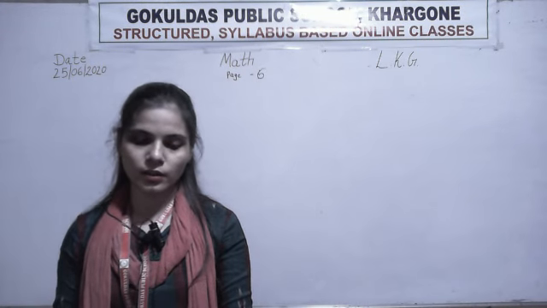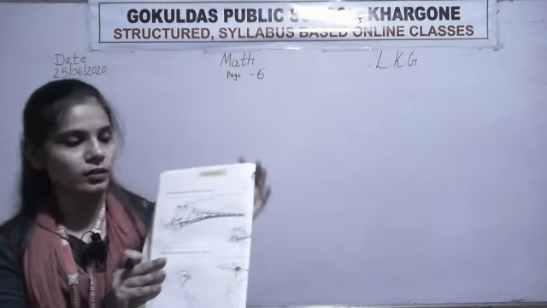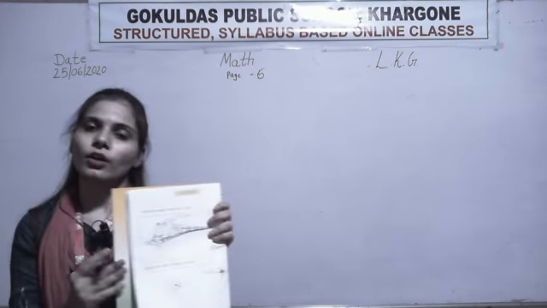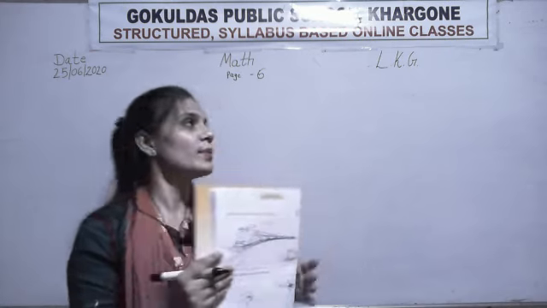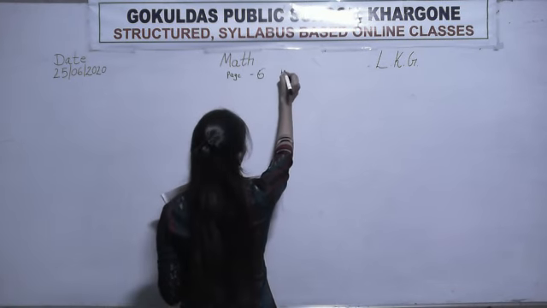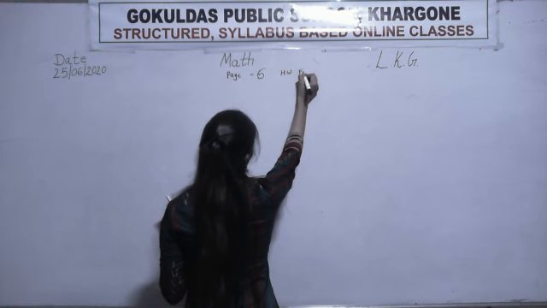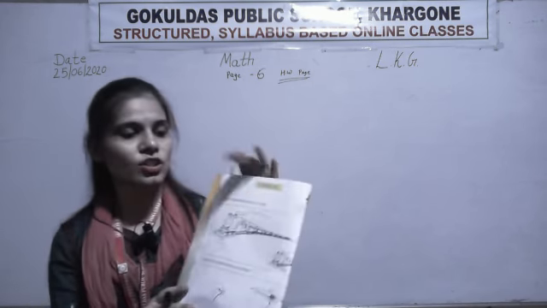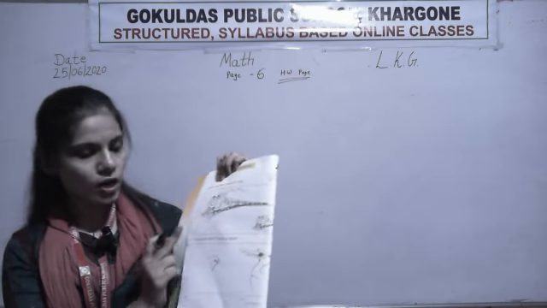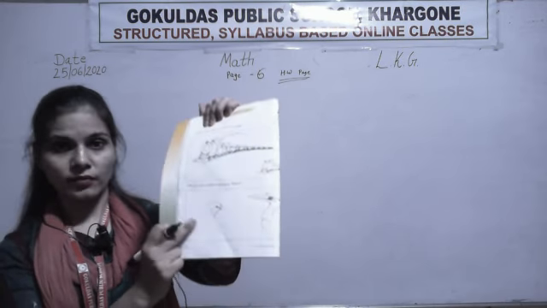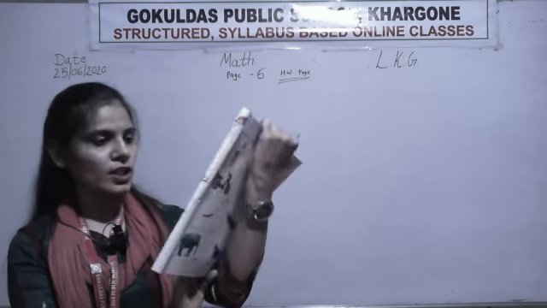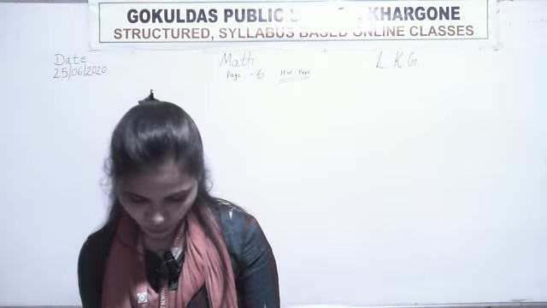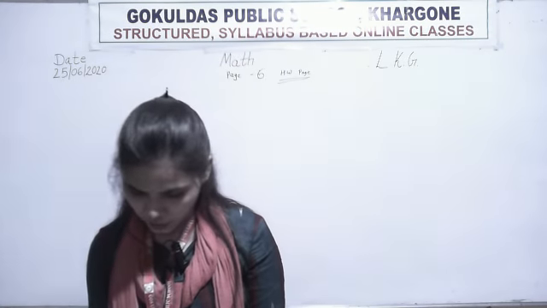Color the object which one is long. This is for your homework page. Okay, page number 6 is your homework page. So you color the image which one is long and color the image which one is short. Two questions are there. So you color the two objects, one long and one short.